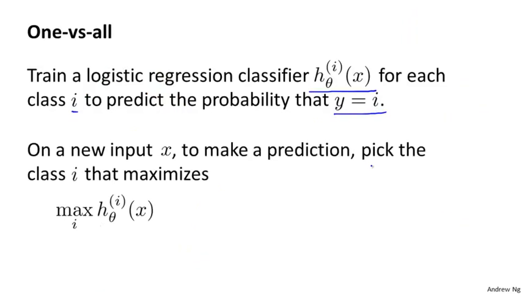Finally, to make a prediction, when we're given a new input x and we want to make a prediction, what we do is we just run all, let's say all 3 of our classifiers on the input x, and we then pick the class i that maximizes the 3. So we just basically pick whichever one of the 3 classifiers is most confident or sort of most enthusiastically says that it thinks it has the right class. So whichever value of i gives us the highest probability, we then predict y to be that value.